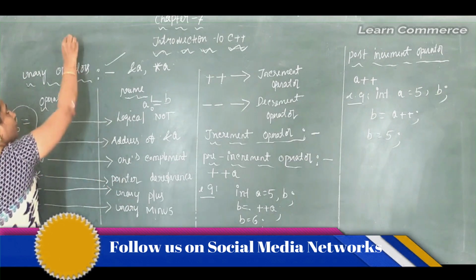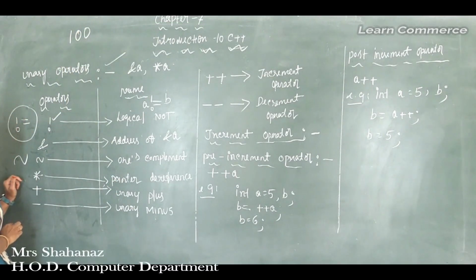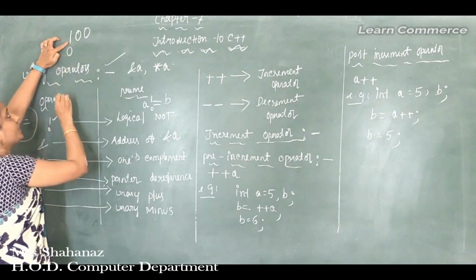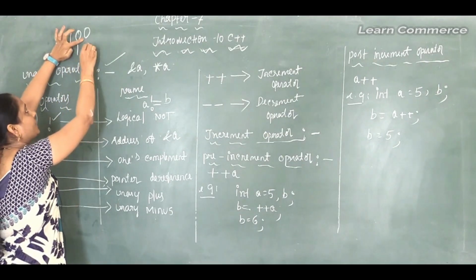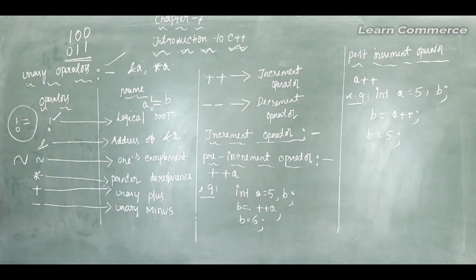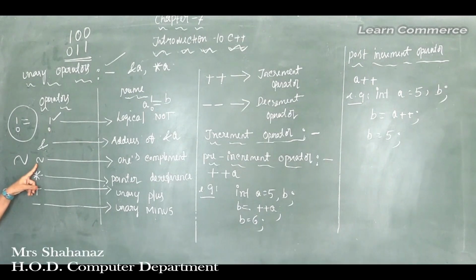One example may be 100. Here it is going to change wherever the value 1 is there to 0, and wherever 0 is there, change it to 1. So this is the answer of the ones complement, and we get it by using this symbol. The symbol is called the ones complement operator, converting 1 to 0 and 0 to 1.